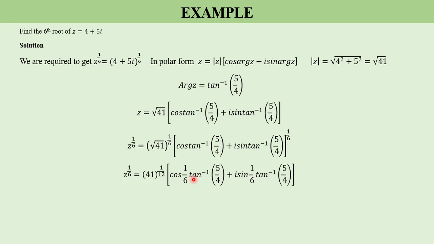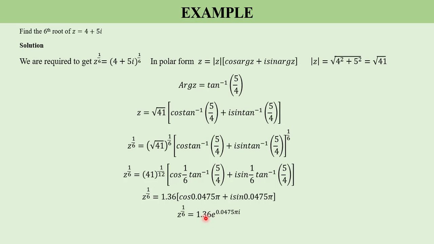The next step is to simplify this expression, and it will give us z power 1 over 6 is equal to 1.36 times cos 0.0475 pi plus i sin 0.0475 pi. So this is the sixth root of z equals 4 plus 5i. Now we can also write it in exponential form, which will be z power 1 over 6 is equal to 1.36 e power 0.0475 pi i. So this is in exponential form.